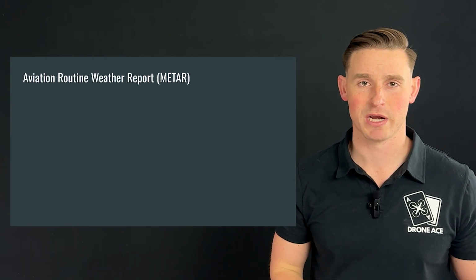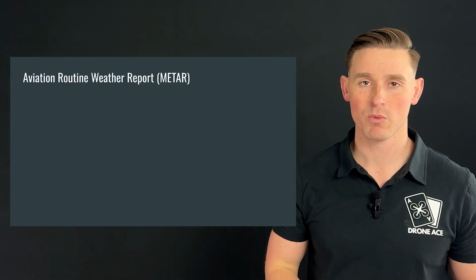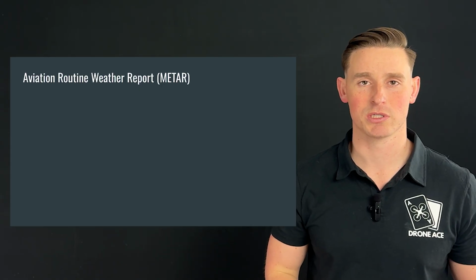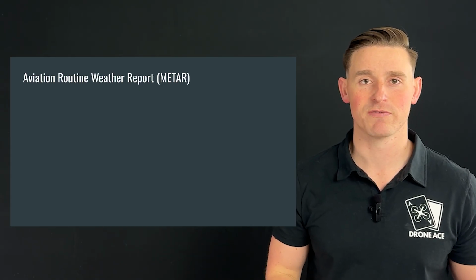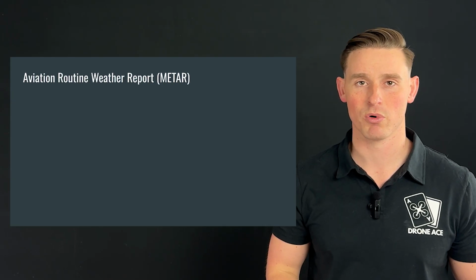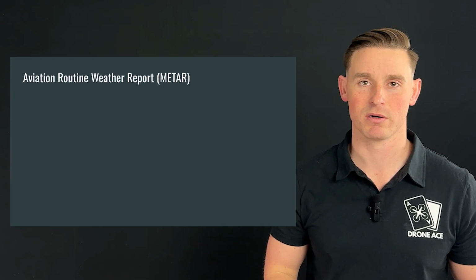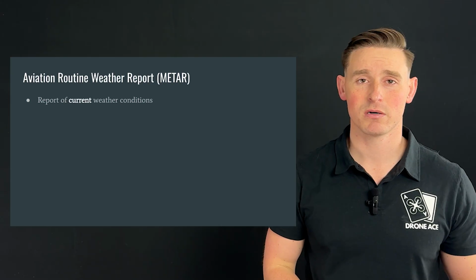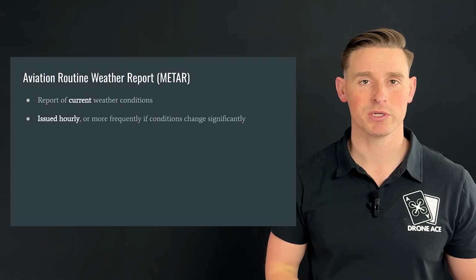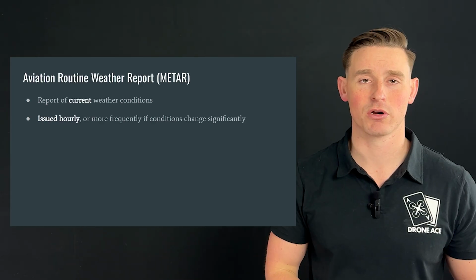So now we have a general understanding of basic weather theory. We know where to get the information from. Now we're going to talk about what that weather information looks like. One of the key units of information that we'll get from weather services is the Aviation Routine Weather Report, also known as a METAR. A METAR is a report of current weather conditions. It's issued hourly or more frequently if changes occur rapidly.